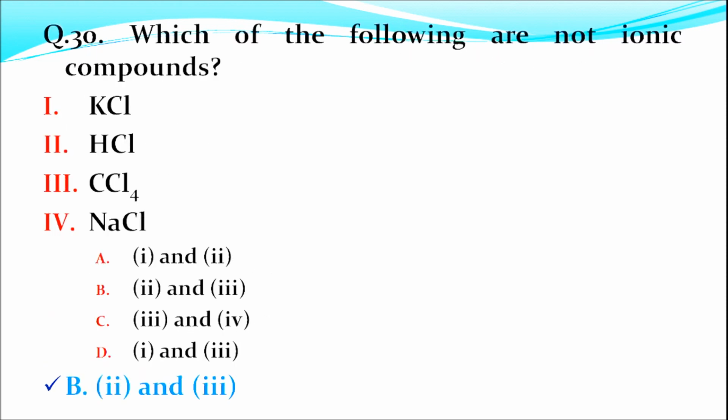Which of the following are not ionic compounds? Option 1 KCl potassium chloride, option 2 HCl hydrogen chloride or hydrochloric acid, option 3 CCl4 carbon tetrachloride, option 4 NaCl sodium chloride. Which options are not ionic compounds? Option A 1 and 2, option B second and third, option C third and fourth, option D 1 and third. The correct answer is option B, second and third. That means HCl and CCl4 are not ionic compounds.